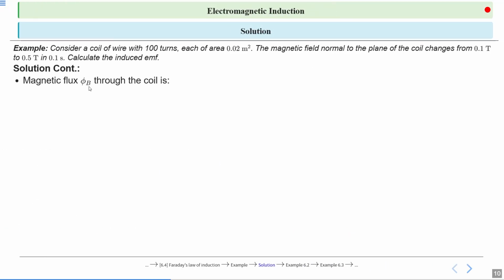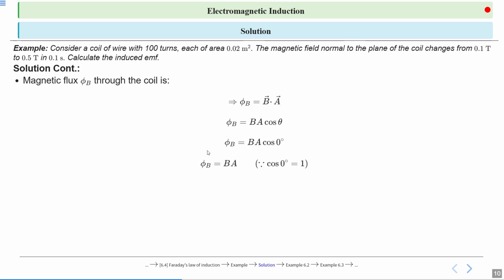So magnetic flux phi B through the coil will be phi B equal to B vector dot A vector, which is BA cos theta. And theta here is 0 degree, as we have seen. So cos 0 degree is 1, so phi B will be equal to BA. So this is the magnetic flux through the coil.